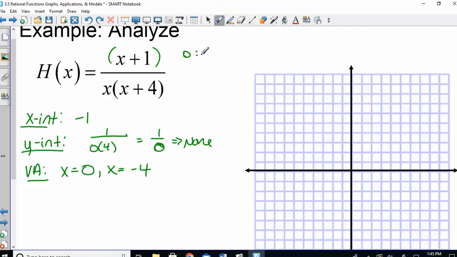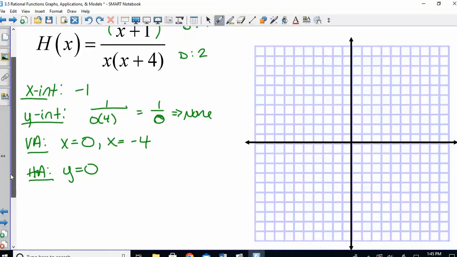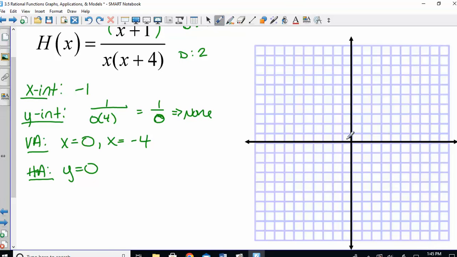Alright, horizontal or oblique. What is the degree of the top? 1. The bottom, if you multiplied it out, we would end up with 2. We have 2 x's, it would give us an x squared. So the top is smaller, so that means it is y equals 0. X-axis at negative 1, 2 vertical asymptotes.